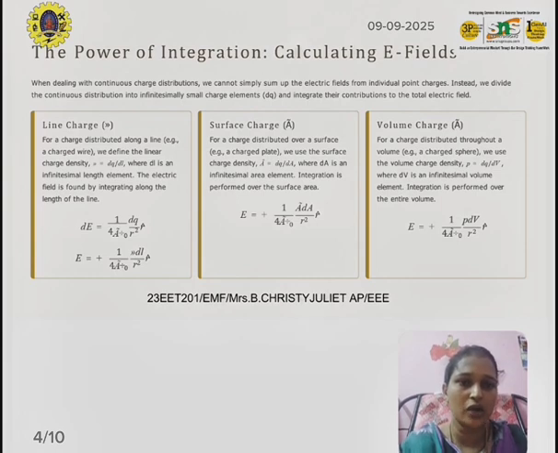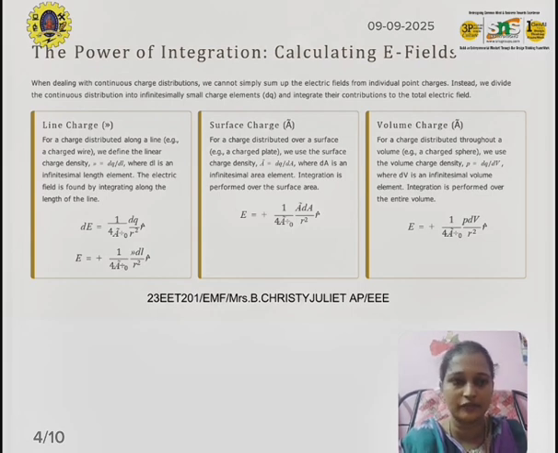So this is how you can deal with continuous charge distributions, because we cannot simply sum up the electric fields from individual point charges. So we have to divide the continuous charge distribution into small charge elements, which are nothing but infinitesimal values, and then we have to integrate their contributions to the total electric field.